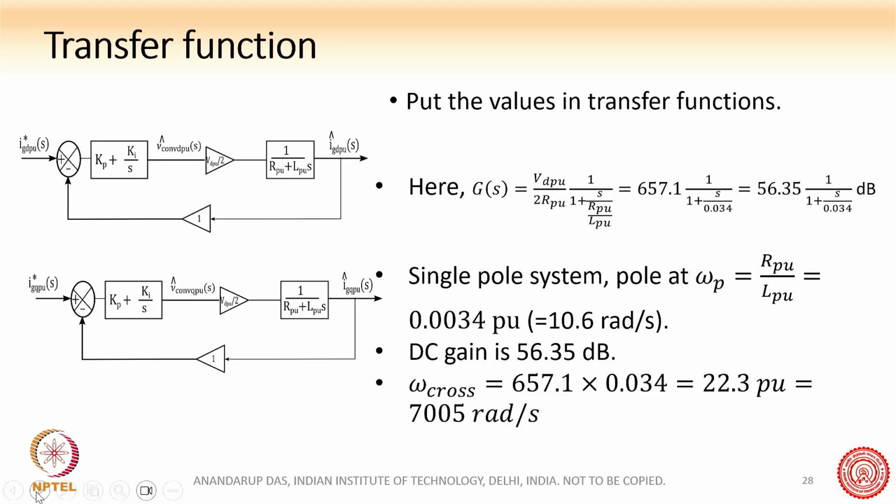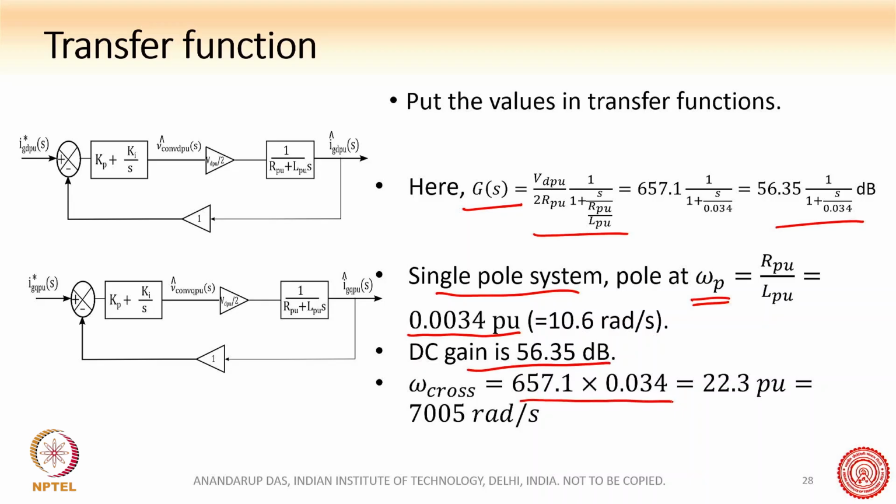So now let us put these values in the transfer function, okay? We have already got the values which I had shown at the per unit, and you put this G(s) and then it comes something like this, okay, when you put the values. So the plant is a single pole system, and the pole is at R per unit by L per unit. So where is the pole? It will be at this point, okay, 0.0034 per unit, which is about 10.6 radians per second, okay? So the DC gain is 56.3 dB. What is omega cross?